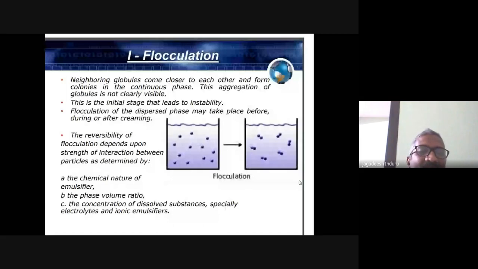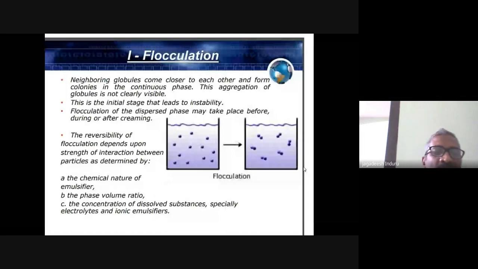This clump formation, the flocculation, can be reversible by shaking. That is the reason the chemical nature of the emulsifier and the phase volume ratio are required to be considered in tackling this particular problem. The concentration of dissolved substances, specifically electrolytes and ionic emulsifiers, will also cause coalescence. Surface charge attraction, if present, will give flocculation. But flocculation may result in creaming, and further in breaking. Before that, it is not an issue, because when we shake the bottle again, they come back to individual globules.